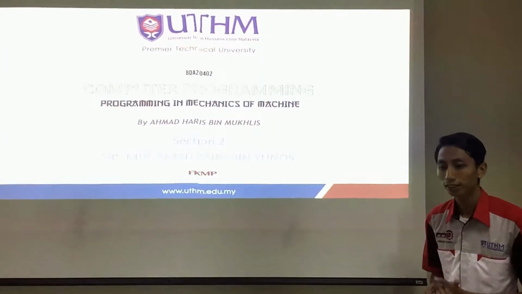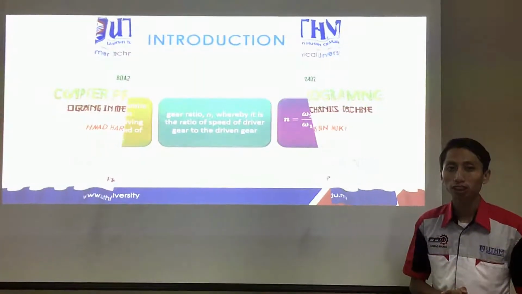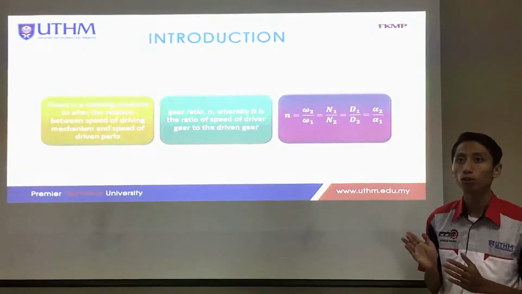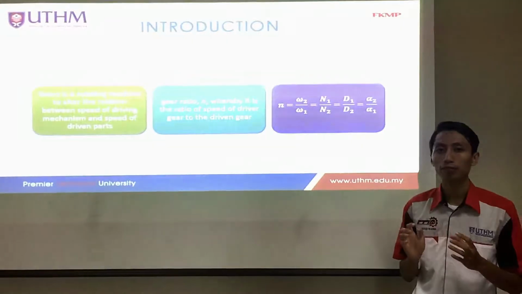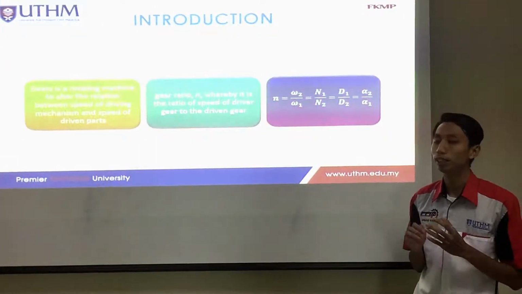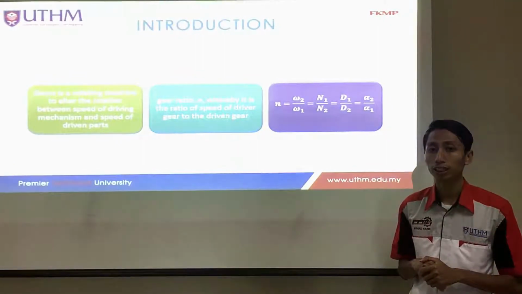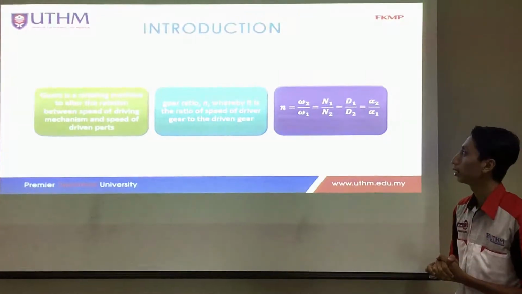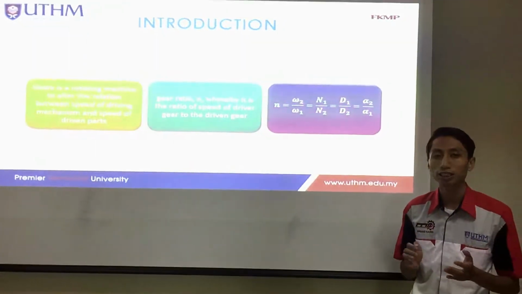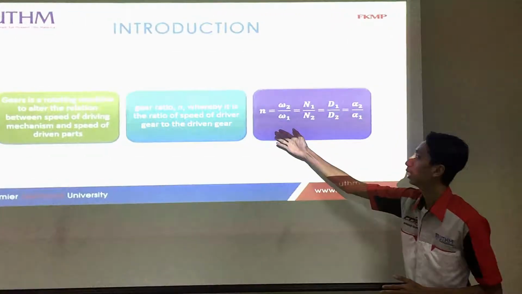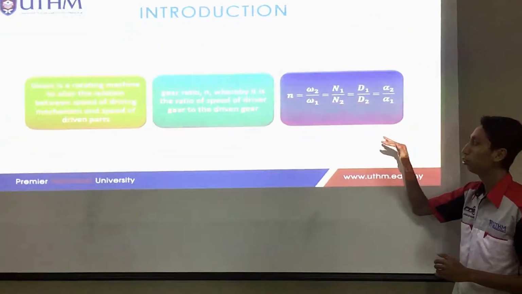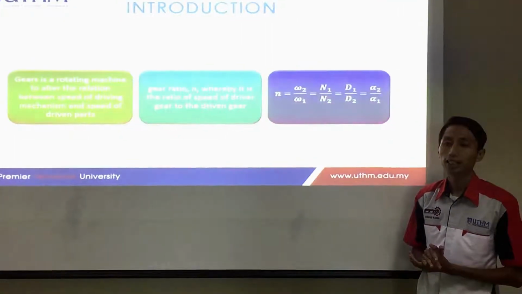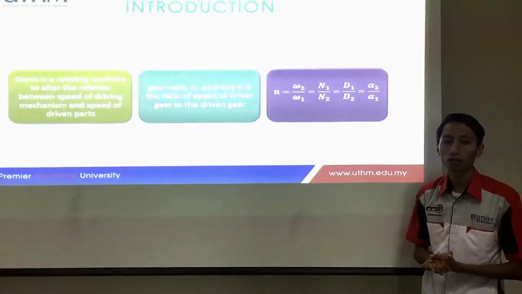Let's go to the introduction. So basically my introduction is about gears and mechanism. Gears is basically a rotating machine to alter the relation between the speed of the driving mechanism and the end speed of the driven parts. The gear ratio N we define as the ratio of the speed of the driver gear to the driven gear, with this relationship equation. This relationship equation is based on the speed, the number of teeth, the diameter, and also the angular acceleration.